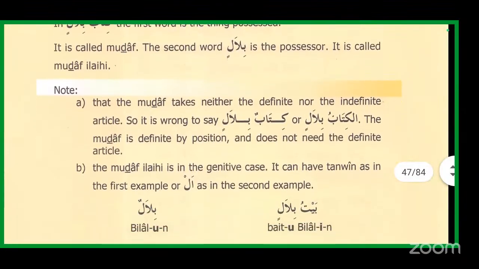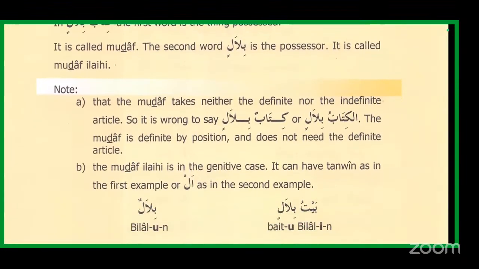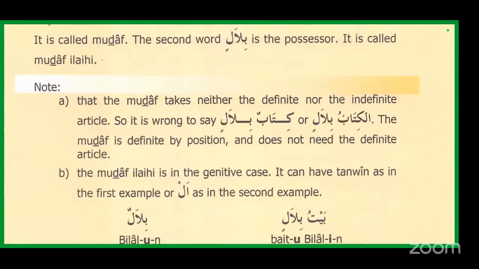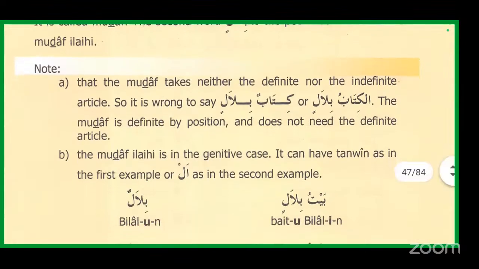Now there are things to note. Point A is that the mudaf takes neither the definite nor the indefinite article. So whenever a word is mudaf, it cannot have a tanween, which is the indefinite article, or the alif lam, which is the definite article. Both cannot be there on mudaf. So it is wrong to say kitabun bilalin or al kitabu bilalin. The mudaf is definite by position and does not need the definite article.